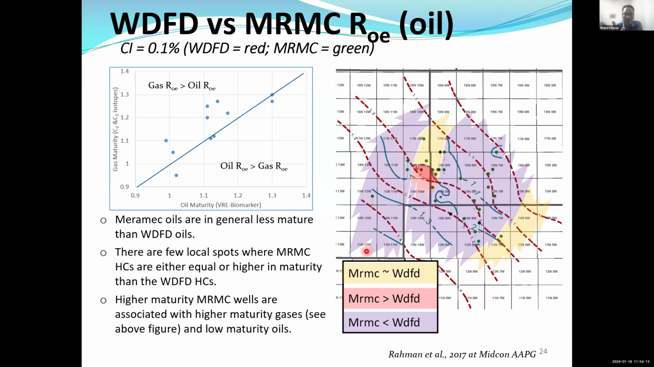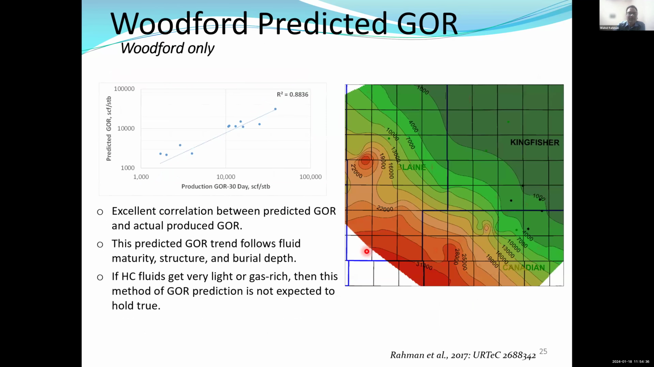Woodford maturity, which is probably pretty normal, because Woodford is a source rock and it migrates, and wherever it gets a passage, it goes to the reservoir. But oftentimes the source rock should be more mature and the migrated hydrocarbon should be less mature and stay in the reservoir, right? So higher maturity Meramec wells are associated with the higher maturity gases. So that's the conclusion here.